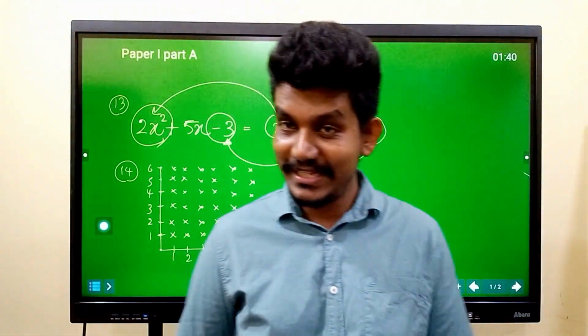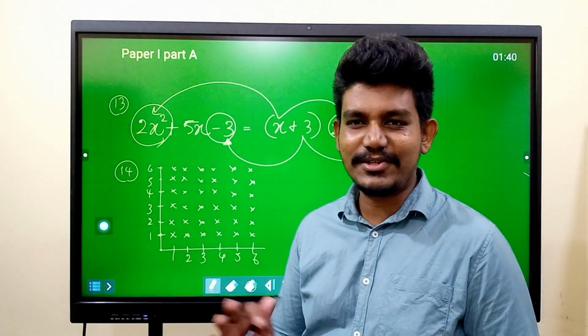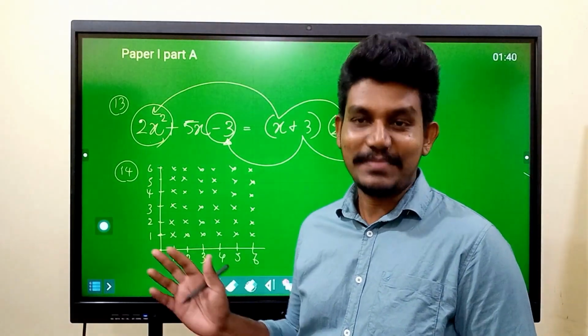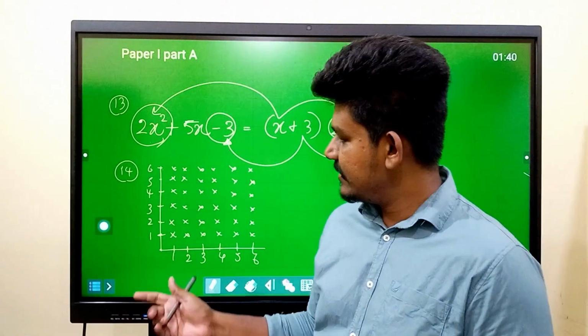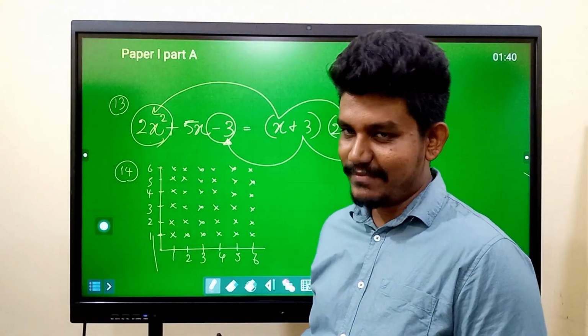Right, well, let's see the 14th one. For the 14th one, I have drawn a grid here, but it's not necessary to draw a grid, but it's very easy to understand, right? Anyone can understand this method. That's why I did that grid here. So this is for the first die and this is the second die. Then these are the results that we can obtain.